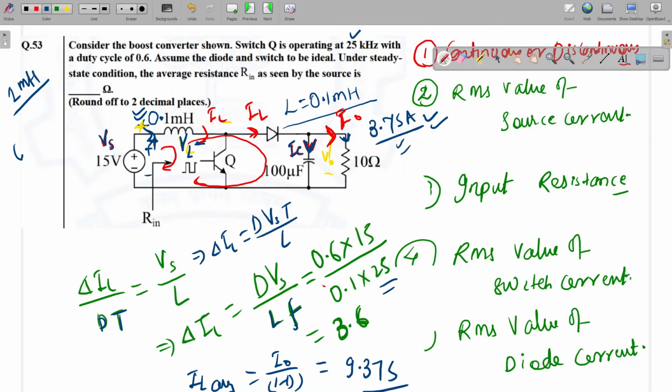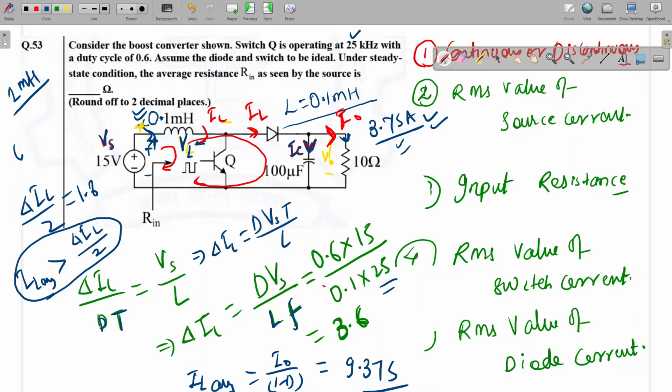Now delta IL by 2, how much? 3.6 divided by 2 is 1.8. So IL average is greater than delta IL by 2, so the converter will be in continuous conduction mode.